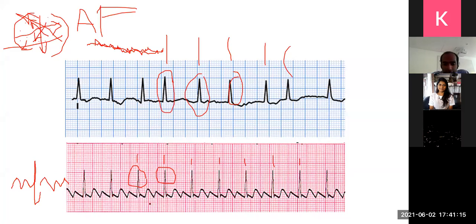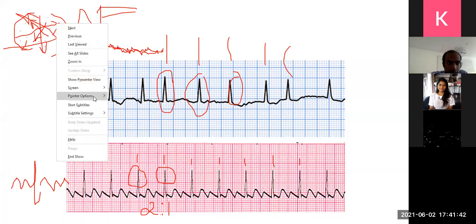And here you can see there are two flutter waves to one QRS. Two flutter waves to one QRS. So that's called a 2 to 1 flutter. I will just explain a little bit more about flutter here.